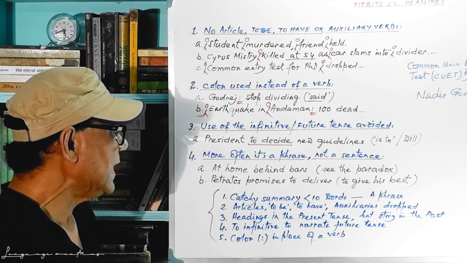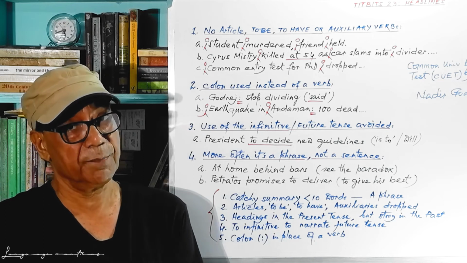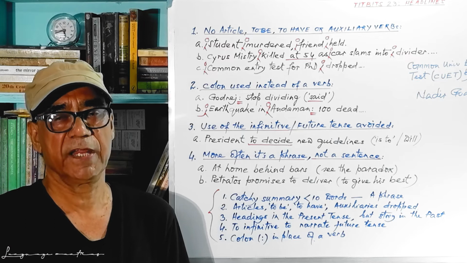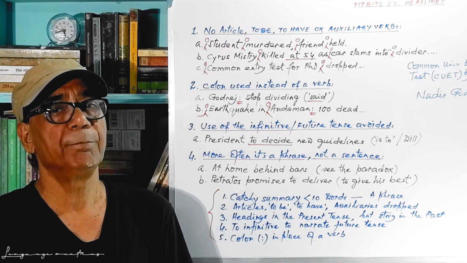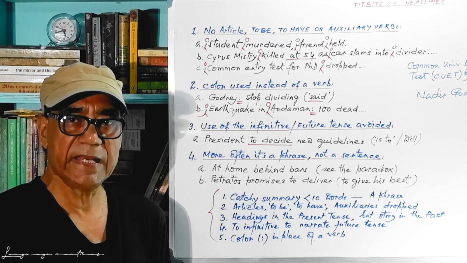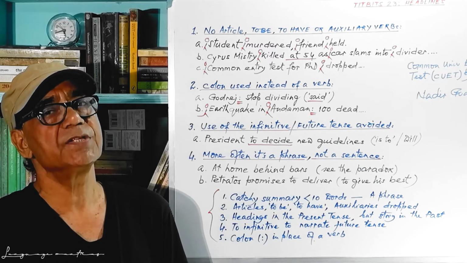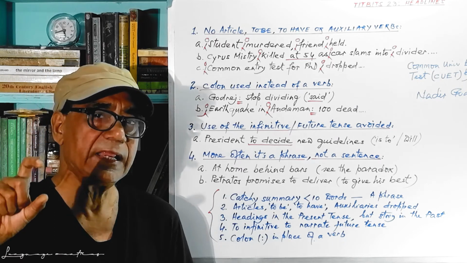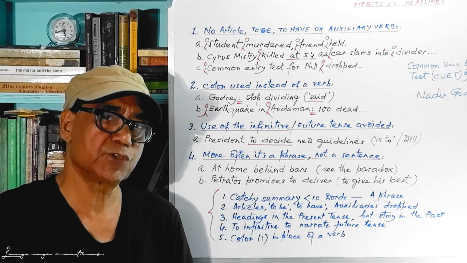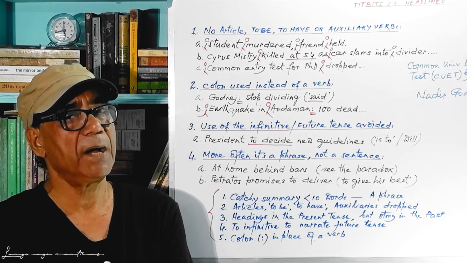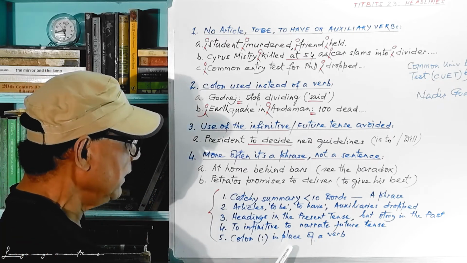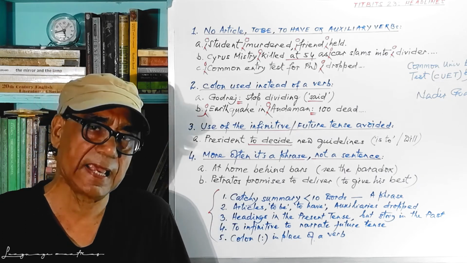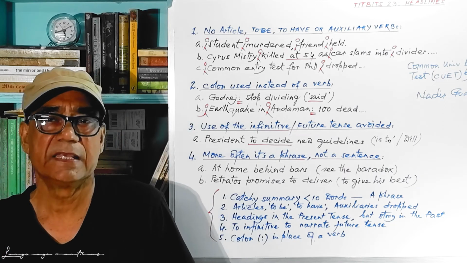Number 3, headlines in the present tense, but the main story is in the past tense. What is taking place today, tomorrow it will be past action. So what we get in the newspaper today is always past action. But in the headlines, normally it is given in the present tense, and the main story is written in the past tense.